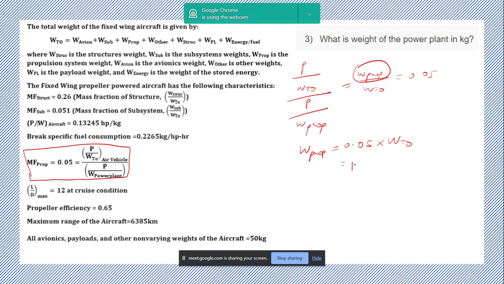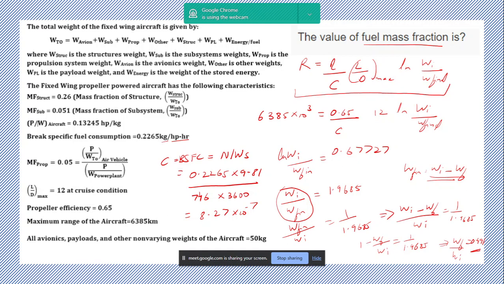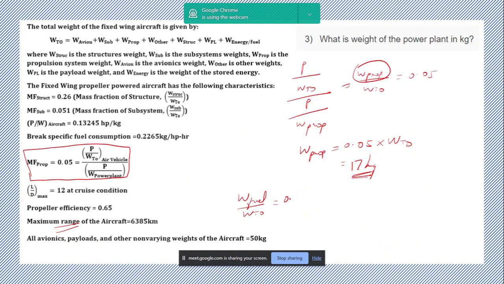If you multiply that, you get the weight of the propulsion system. It's around 17 kgs. So for an aircraft whose weight is 340 kgs, you need a propulsion system of 17 kgs. What about the weight of the fuel? Let's try calculating how much fuel we'll need for this maximum range. The weight of the fuel by W takeoff is the first thing we calculated, the fuel mass fraction, 0.491. So how much fuel would you need to fly this aircraft? Just multiply it with the takeoff weight, 340.